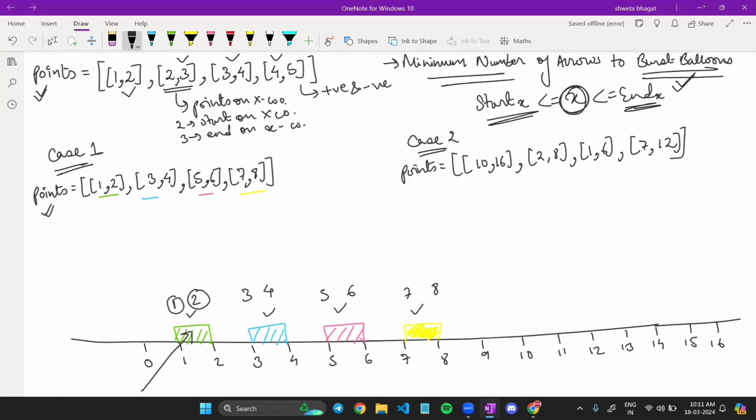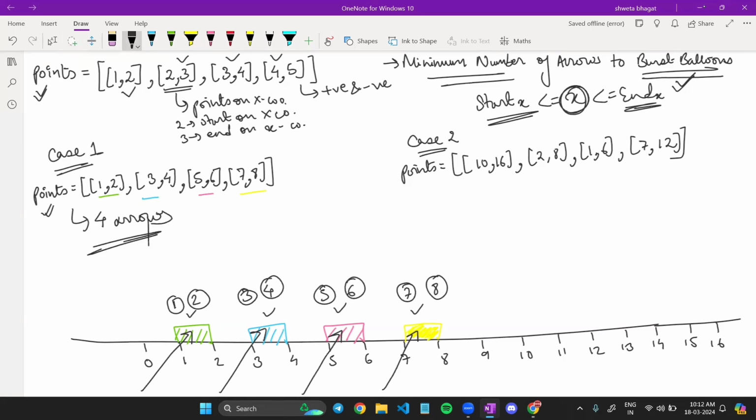burst the first balloon. And I'll have to shoot another arrow either at point 3 or at point 4 to burst the second balloon. And again, I'll have to shoot another arrow either at point 5 or at point 6 to burst this balloon. And I'll have to shoot another arrow either at point 7 or at point 8 to burst the fourth balloon. So in total, how many arrows will we require? We will require 4 arrows.